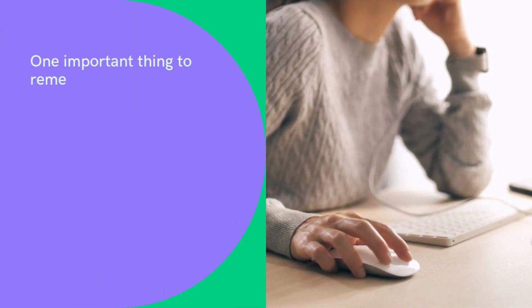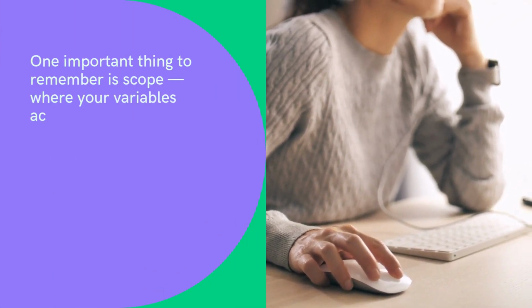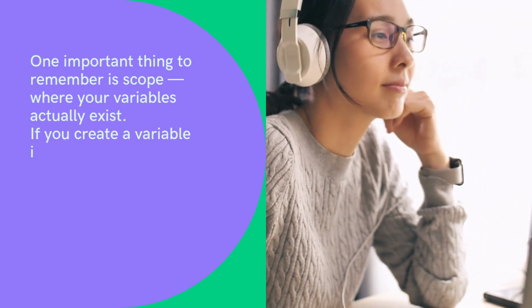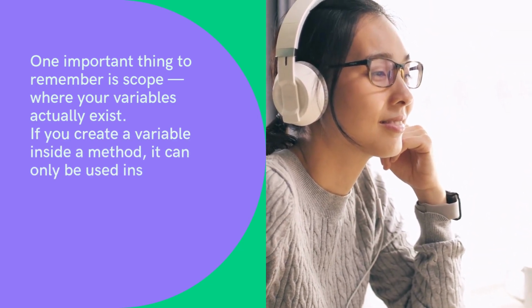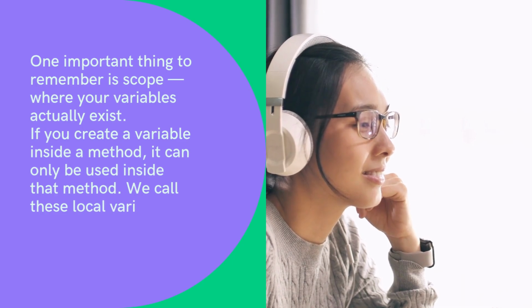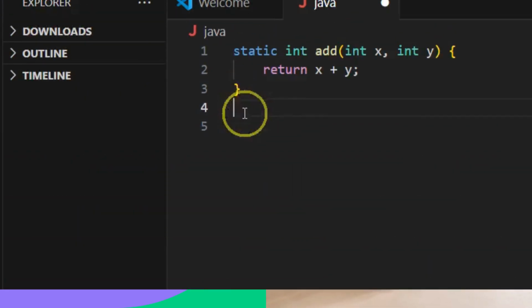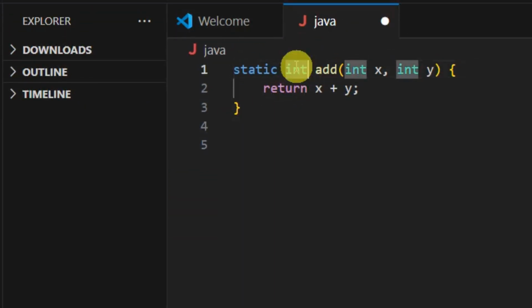Section 8, Local Variables and Scope. One important thing to remember is scope, where your variables actually exist. If you create a variable inside a method, it can only be used inside that method. We call these local variables. So if you have an int inside your add method, it's completely separate from any int inside your main method. They don't interfere with each other. This is why you can reuse variable names in different methods, they live in different local worlds.